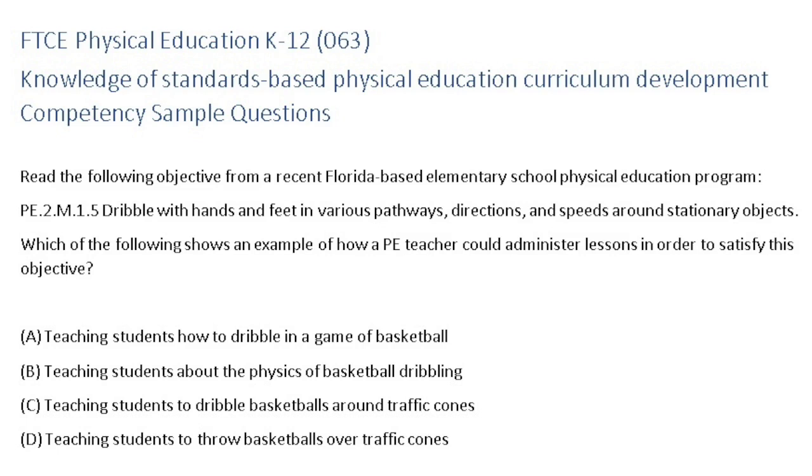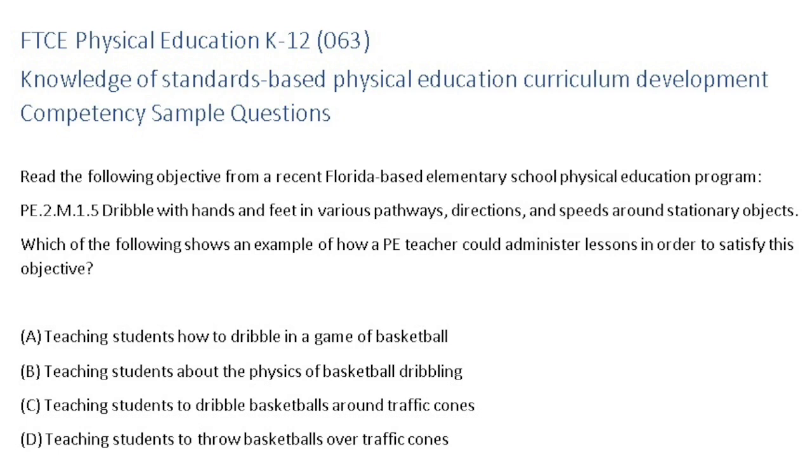PE.2.M.1.5. Dribble with hands and feet in various pathways, directions, and speeds around stationary objects. Which of the following shows an example of how a PE teacher could administer lessons in order to satisfy this objective? A. Teaching students how to dribble in a game of basketball. B. Teaching students about the physics of basketball dribbling. C. Teaching students to dribble basketballs around traffic cones. Or D. Teaching students to throw basketballs over traffic cones.